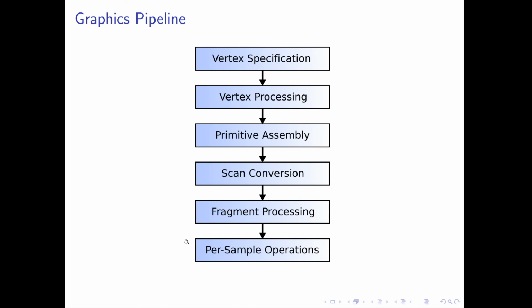And then in the end, we have what I call the per sample operations here, or what I sometimes also call the ROP operations or the raster output operations. This is basically blend and the depth test, and this happens on a per sample basis.